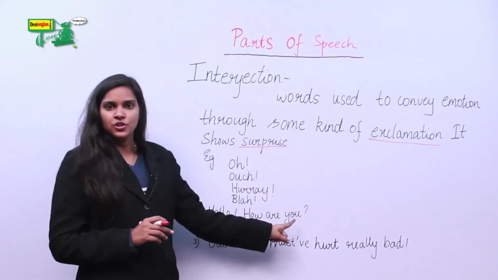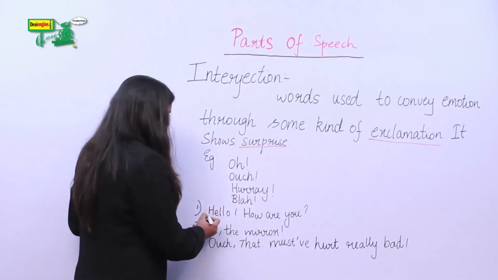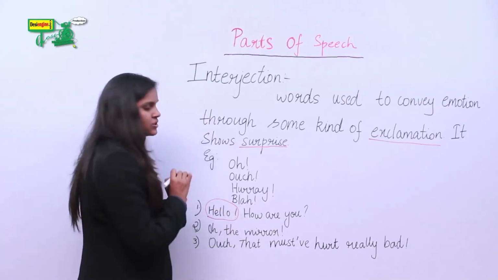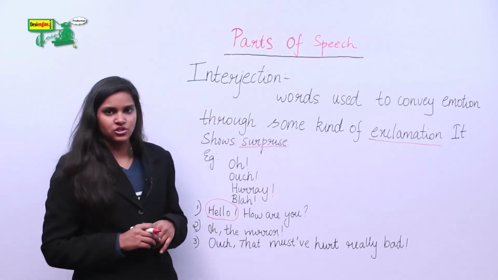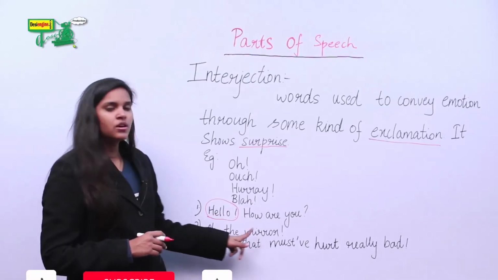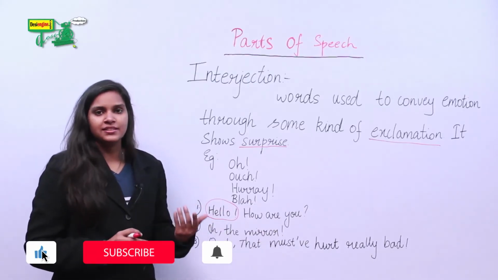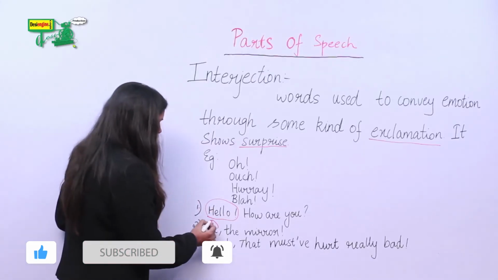Hello, how are you? Here, hello shows exclamation. So this is our interjection. Let's do the next sentence. Oh, the mirror. Here the exclamation word is oh.